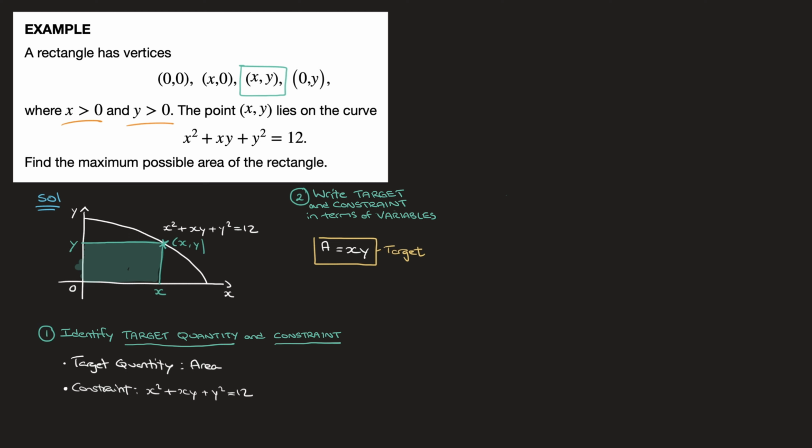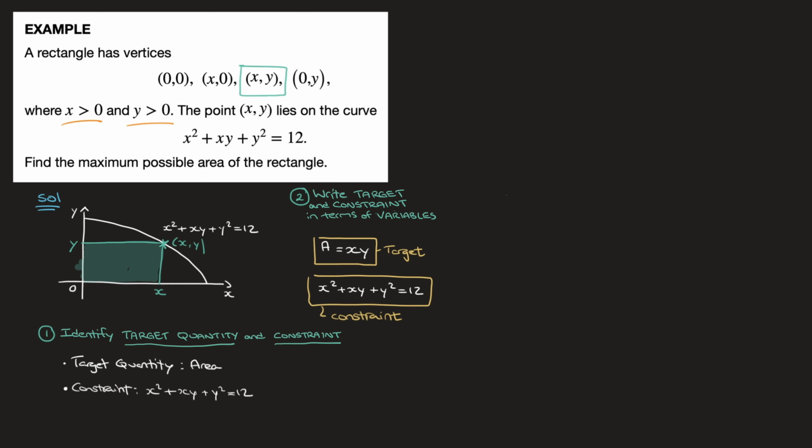As far as the constraint is concerned, we know that this point has to lie on the curve whose equation was given to us in the question. And so, put simply, the constraint is just the curve's equation, which we already wrote down here in step 1, but for the sake of properly completing step 2, I'll go ahead and write that again. We have x squared plus xy plus y squared equals 12. And so the fact that the coordinates of this point on our rectangle have to hold with this equation, that's the constraint. And I'll quickly label that underneath here, like so, constraint.